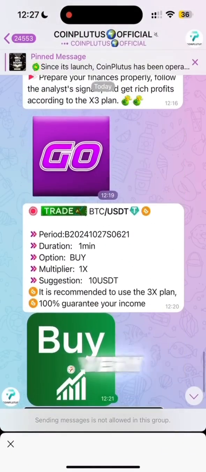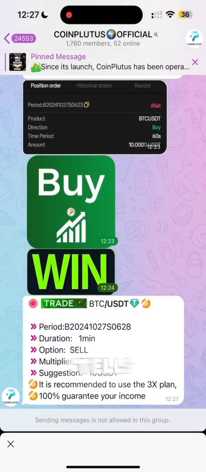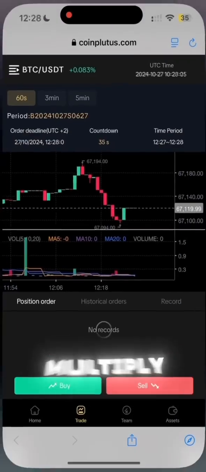So trading is very simple. All you have to look at is the last 4 digits of the period and the duration and what it tells you. If you can see over there, it says 628 is the last number. It's a sell and the multiplier is 1x.